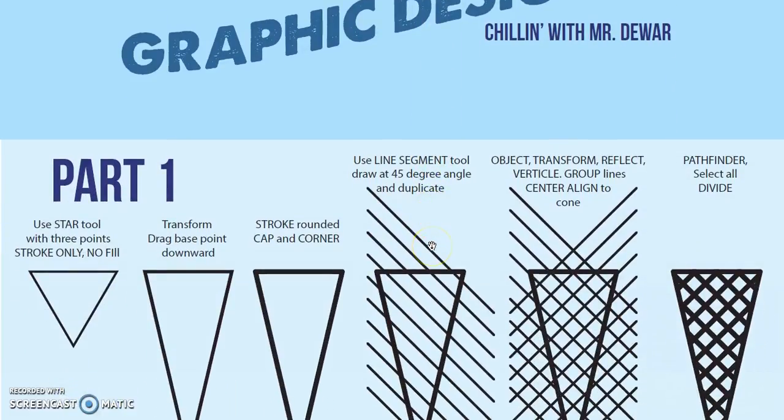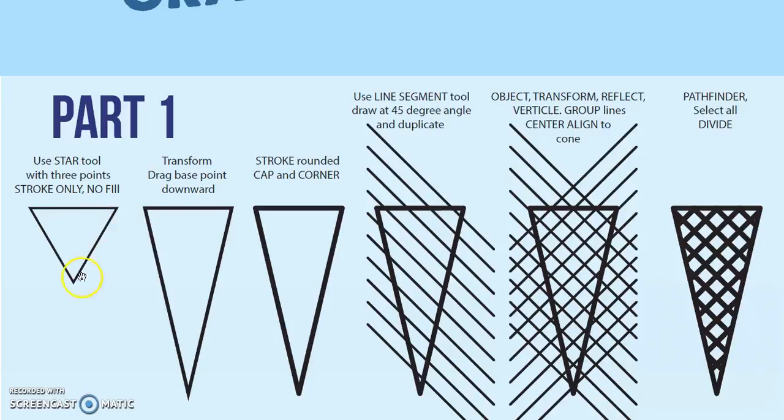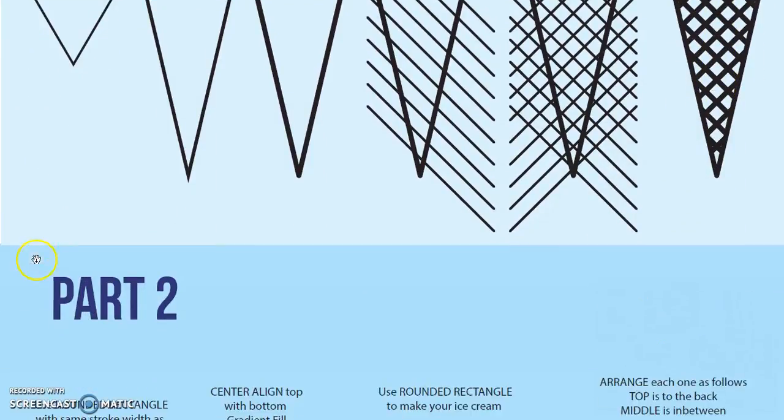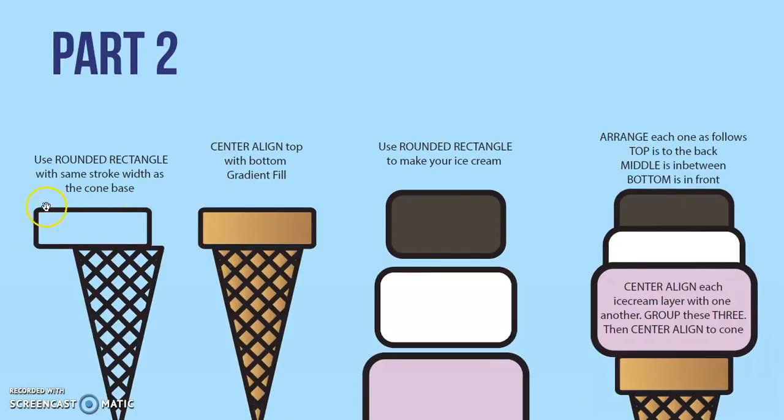So part one, we're going to make a triangle, drag it out, and play with the stroke and the cap. Then we're going to drag some lines across, duplicate them, group them, flip them, and use our Pathfinder to divide it there. Part two, we'll make the top of the cone.